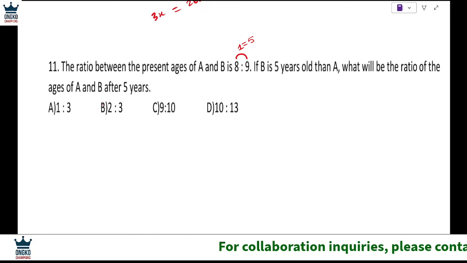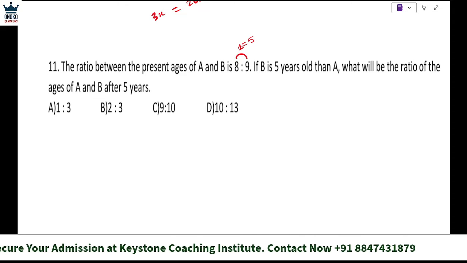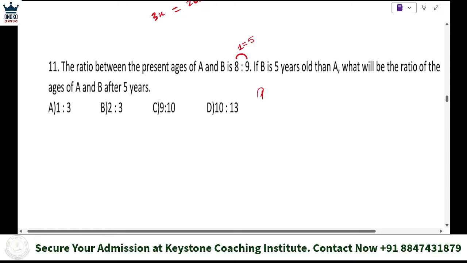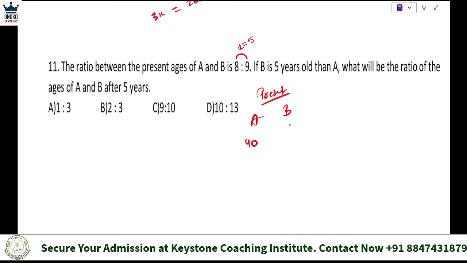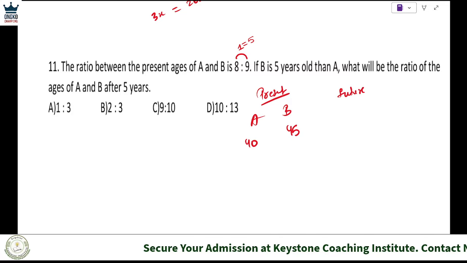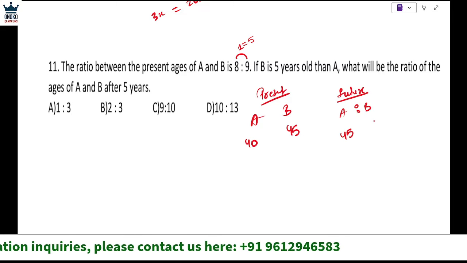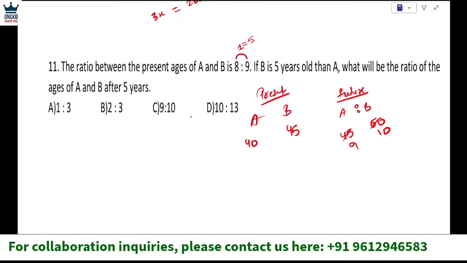What will be the ratio of the age of A and B after 5 years? If one part is 5 years, that means 8 parts will be what? Present age of A or B: A's present age will be 8 times 5, which is 40, and B's is 9 times 5, which is 45. But after 5 years means future, so they become 45 and 50. So here it is 9 times 5 and 10 times 5. So the ratio of 9 to 10 is the answer.